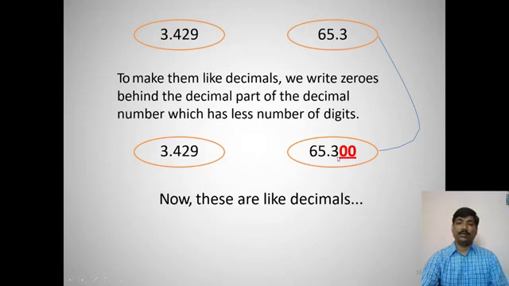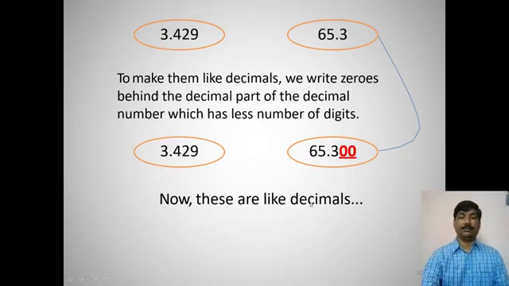Now here also there are 3 digits, but the value will remain the same. Why? Because this 0 is multiplied by its place value, it becomes 0, and the other 0 multiplied by its place value also becomes 0. When we add the values, there will be no change. So now these are like decimals.